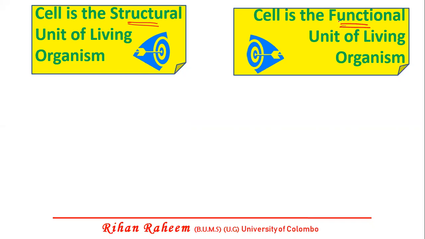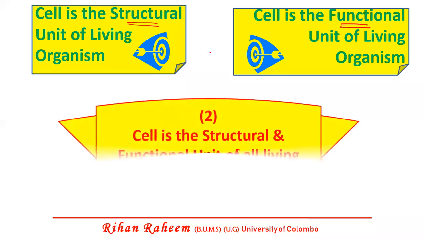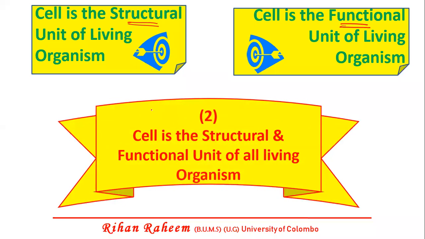So in all living organisms, the structural unit of the living organism is the cell, and the functional unit of the living organism is the cell. So they put both together and formed the second part of the cell theory: cell is the basic structural and functional unit of living organism. First one says that all organisms are made up of one or more cells. Second one says that cell is the structural and functional unit of living organism.